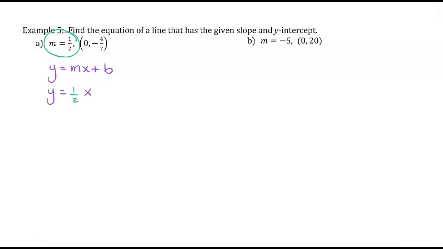The y portion of our y-intercept is negative 4 over 7. So that tells us that our b is negative 4 over 7. And now we have the equation of our line. Y equals 1/2 x minus 4 over 7. Let's head on over to example 6 and start to graph these.